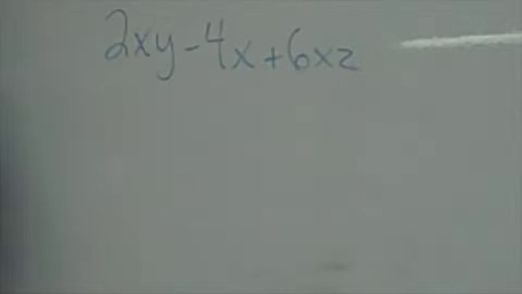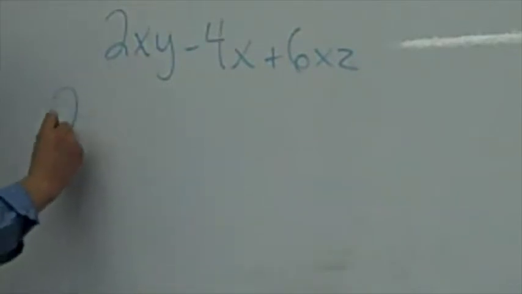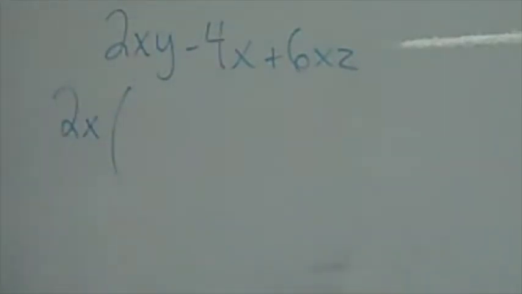Let's see. So we are on letter D, and we have a common factor in all these terms, but it's not just a number or just a variable. There's a number and a variable. Can anyone see, just by looking at it, what that common factor is going to be? 2x. So you're saying that there's a 2 and an x present in all of these terms.